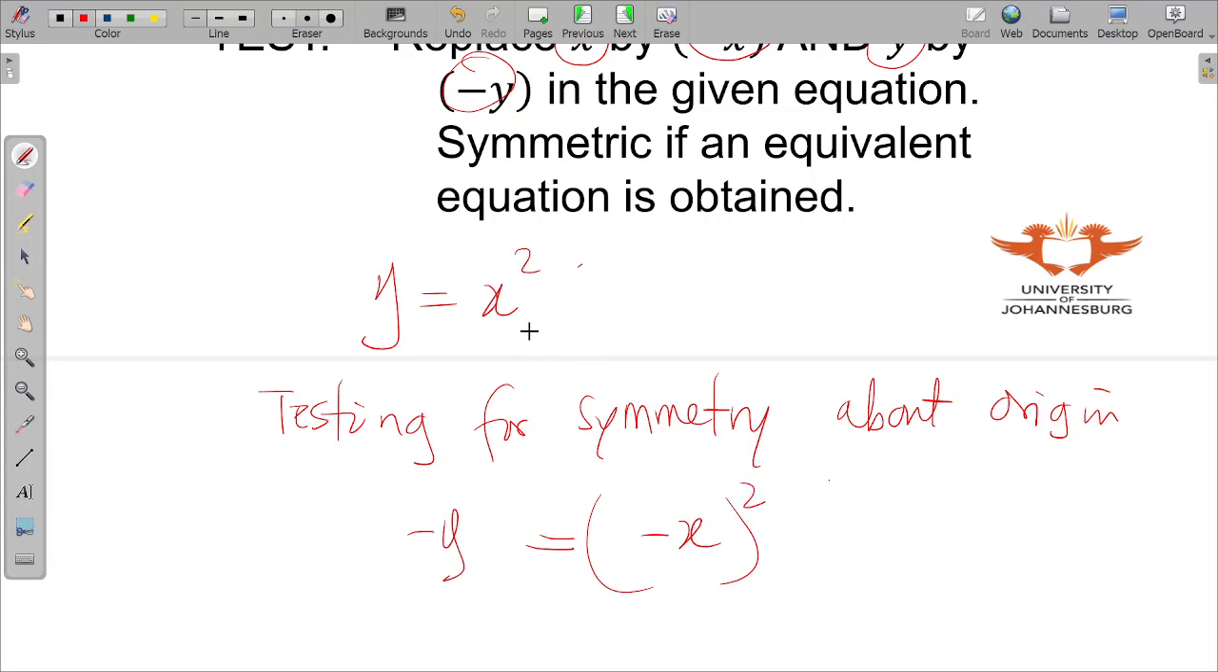Take note that whenever we are replacing these that have a power, you don't just put the negative outside. It's part of the x, and the x is raised to a power. So you must put it inside that power also, for you to be correct in your workings.